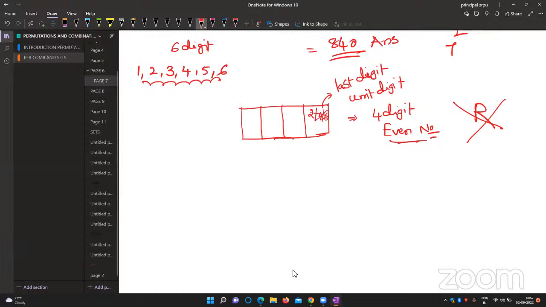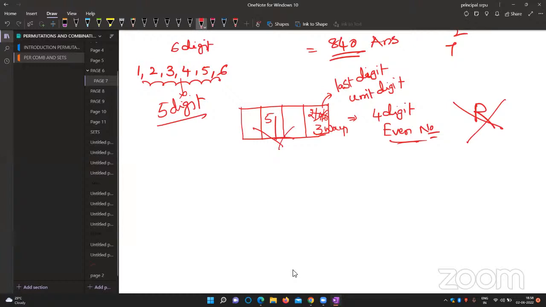How many ways do we have? There are 3 ways to fill this. Finished. Any one number will be fixed here. Then how many numbers will be left? We have 5 digits. Please try to understand. The unit digit can be filled by using any one of 2, 4, 6. That is 3 ways I can fill this. One number, either 2 or 4 or 6, I have already placed here. That means we are left with 5 digits. We have 5 digits and 3 places.